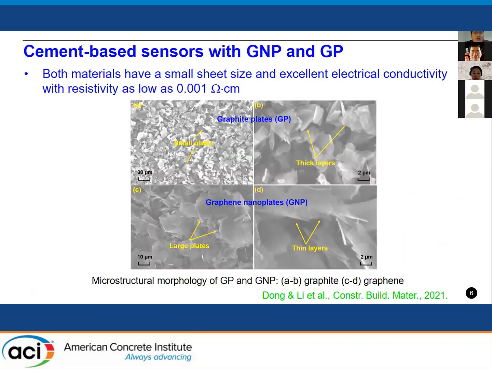In the real test, both GNP and GP are used at different concentrations by weight of the binder. As you can see from these images, both GNP and GP have small sheet sizes, right? But the GNP presents a larger size and is thinner compared to the GP. Additionally, both materials have excellent electric conductivity, with resistivity as low as 0.001 ohm centimeter, as you can see from here.